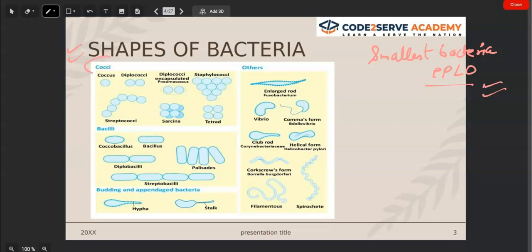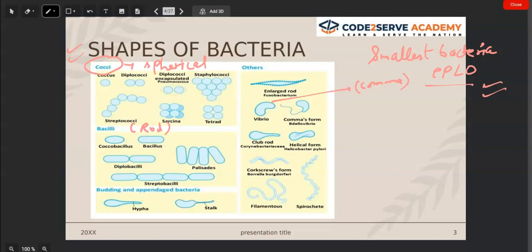The first class is the cocci, which we normally call spherical shape. Okay, bacilli is also called rod shape. The other one is the vibrio, which is also called comma shape. So one by one we'll go through the shapes. First of all we'll go with the spherical.